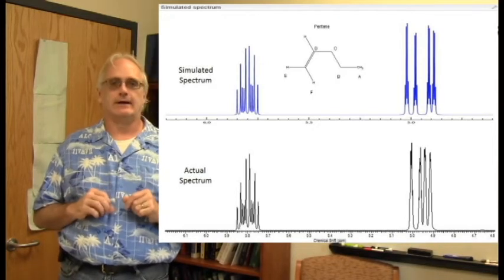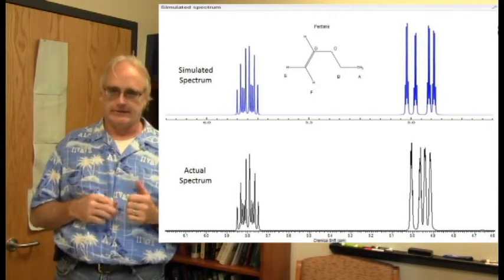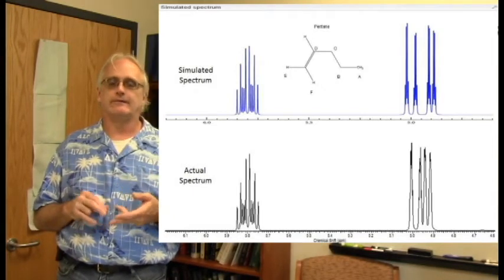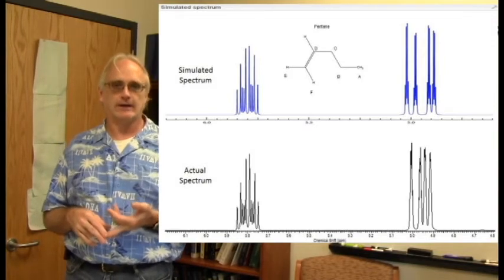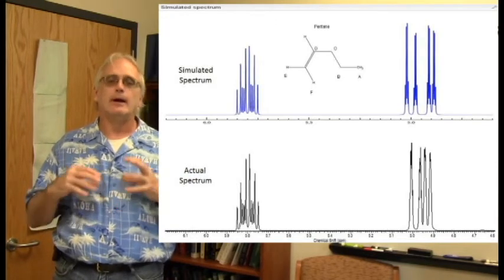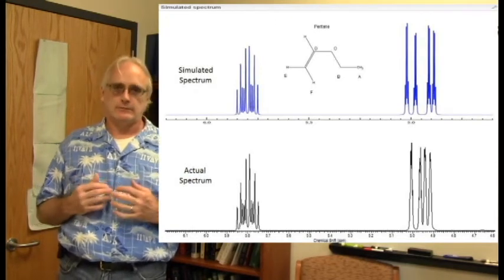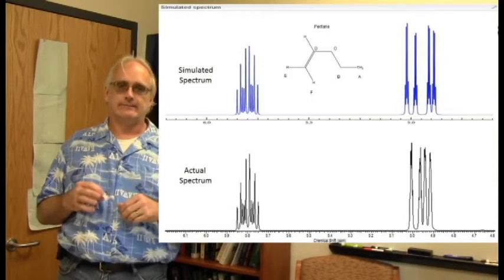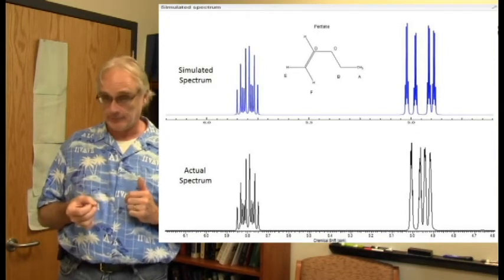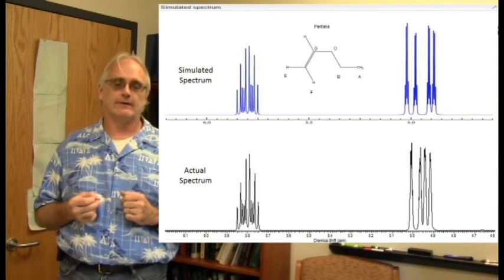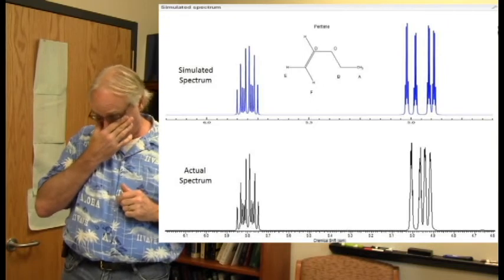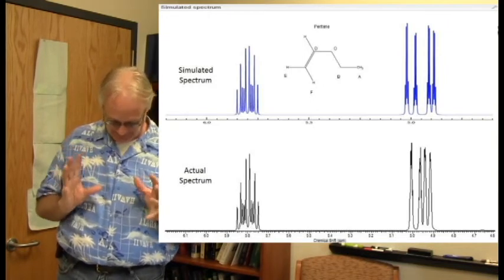So that set of coupling constants that I used to generate the simulation, 17 Hertz trans coupling constant, 10.3 Hertz cis coupling constant, 6.65 Hertz vicinal coupling constant, reproduces exactly the actual measured pattern. And thus gives me a good deal of confidence that this pattern we see for proton D is indeed a doublet of doublets of triplets, and these values of the coupling constants are indeed correct. Excuse me. It's just such beautiful stuff.